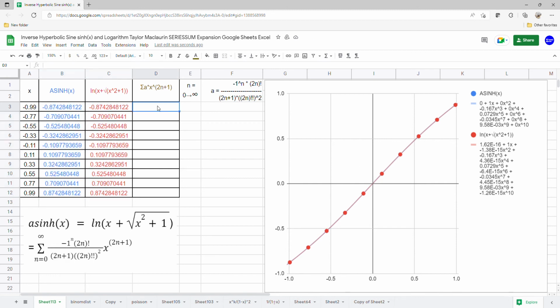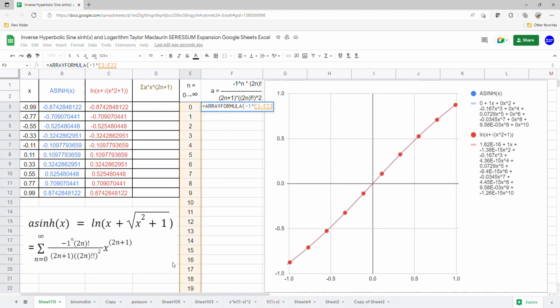And the Taylor-Maclaurin series sum expansion, which is a times x to the power 2n plus 1, where the value of n is from 0 to infinity. And the value of a equals array formula: minus 1 raised to the power n times factorial of 2n. And enter.